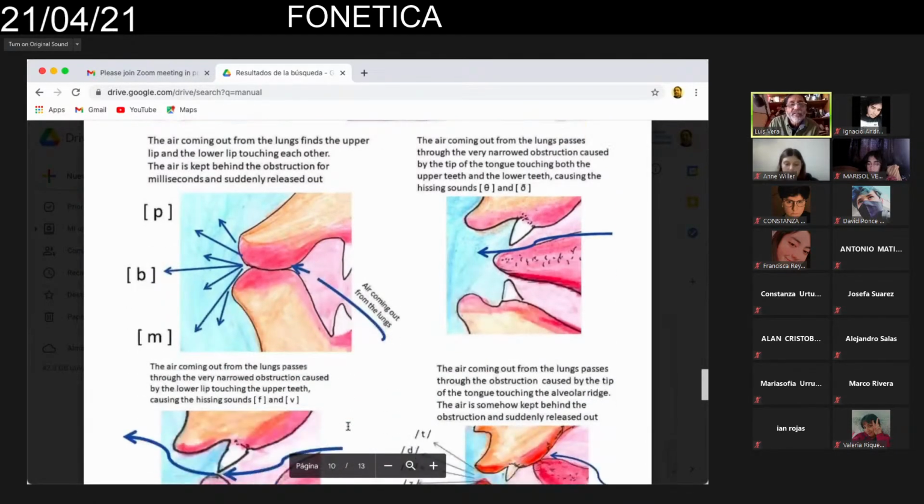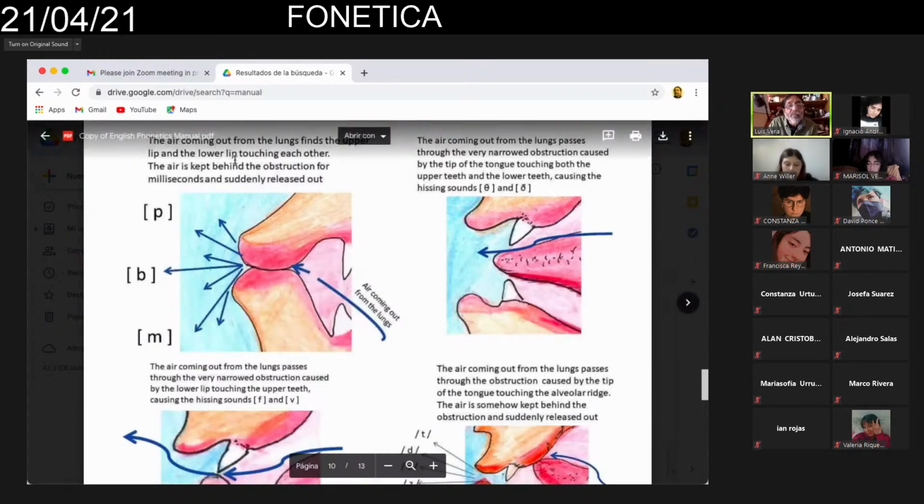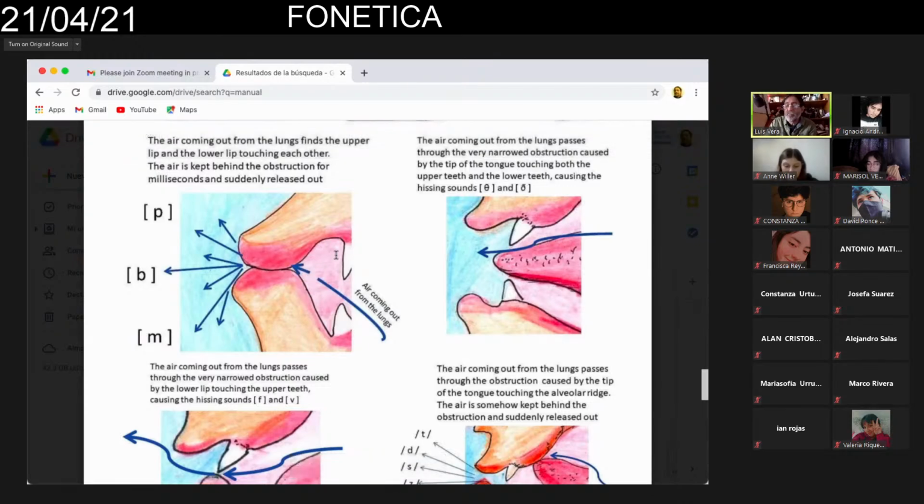It says, the air coming out from the lungs finds the upper lip and the lower lip touching each other. The air is kept behind the obstruction for milliseconds and suddenly released out, like the explosion of a balloon, remember? Did we do that or not? The difference between a fricative and a stop?